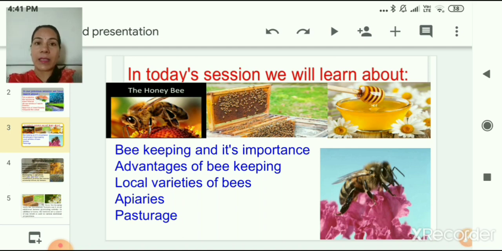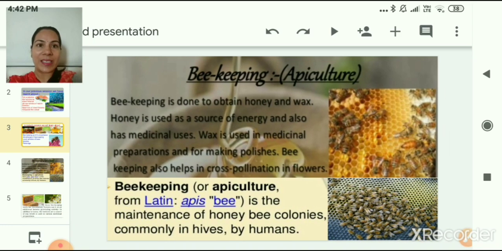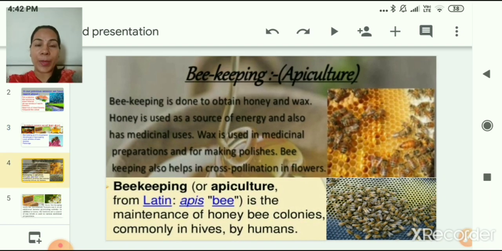In this session we will be covering beekeeping and its importance, advantages of beekeeping, local varieties of bees, apiaries and pasturage. Let us start with beekeeping. Beekeeping is also known as apiculture, and it is made up of two words, api plus culture. Api is a Latin word which means bee. So, a technique by which we culture bees and take various products of those bees is known as apiculture.